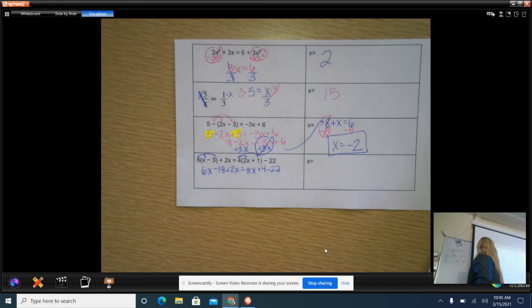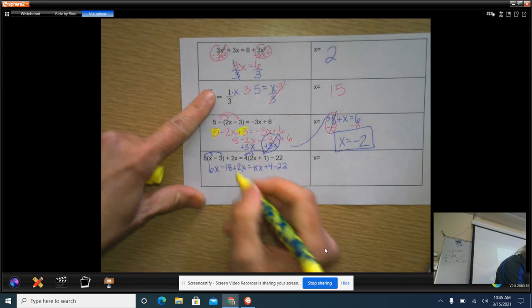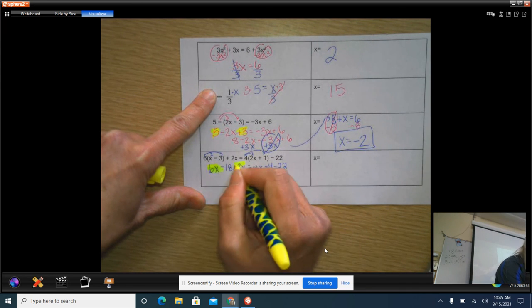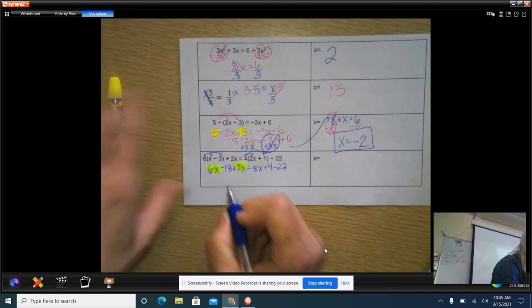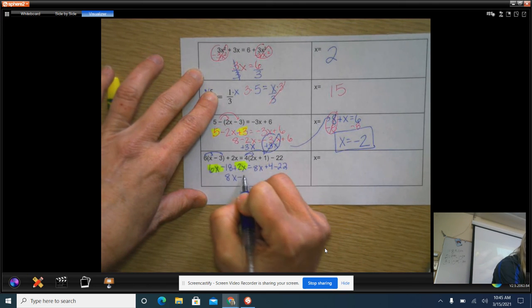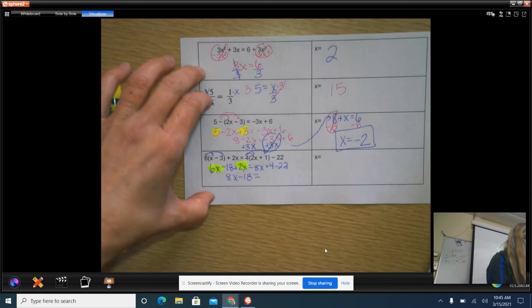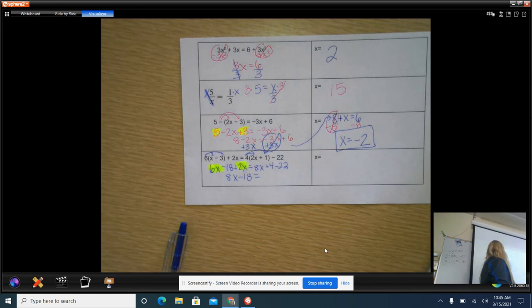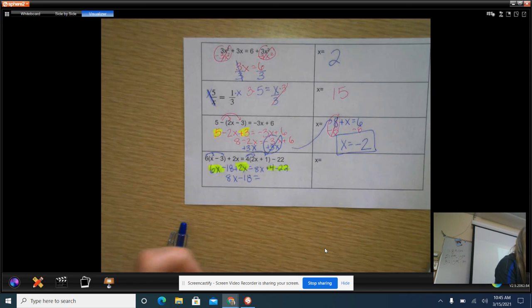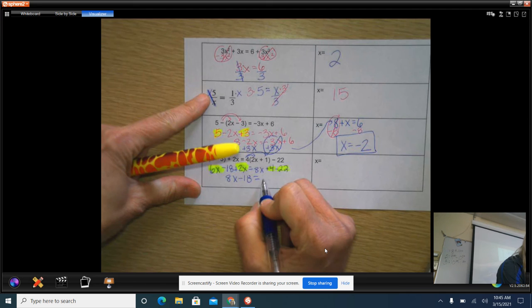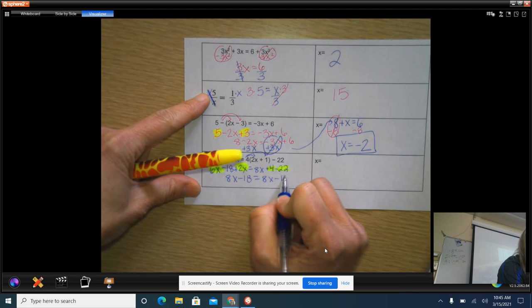Now it's time to go ahead and combine like terms. On the left-hand side, we're combining our x's. We have a 6x plus 2x, which is 8x minus 18 is equal to. On our right-hand side, we're combining the constants. We have a 4 minus 22. So that is 8x minus 18.